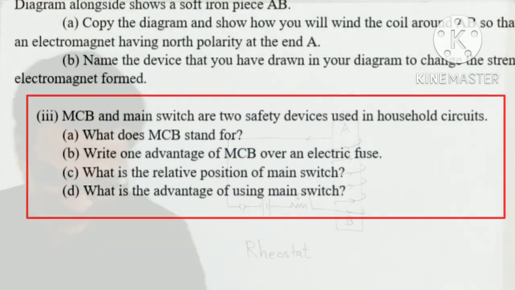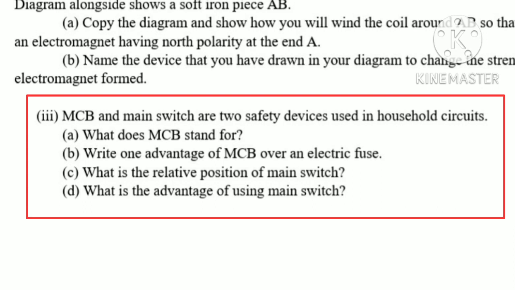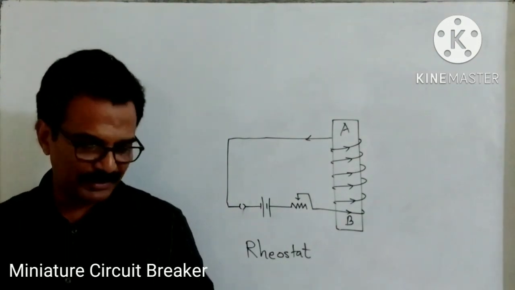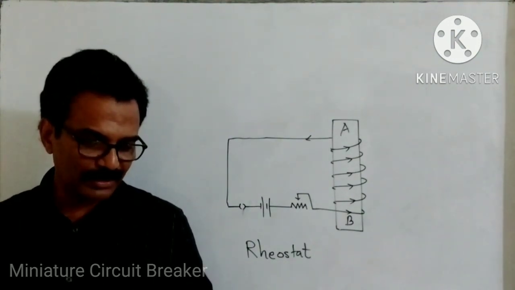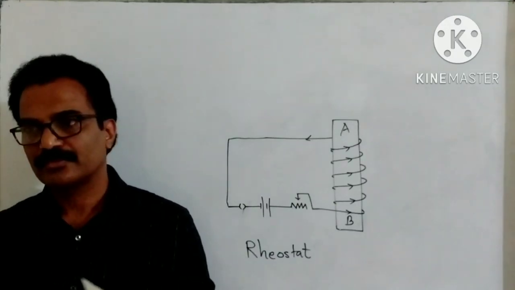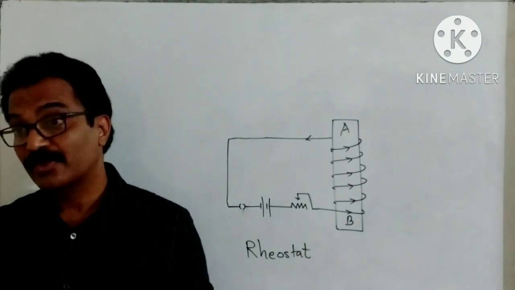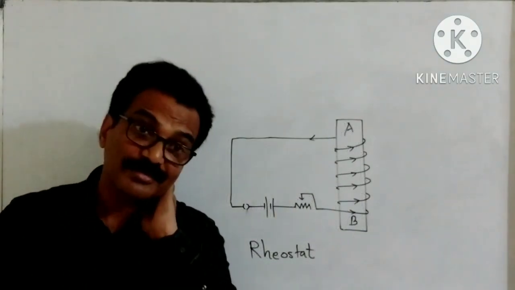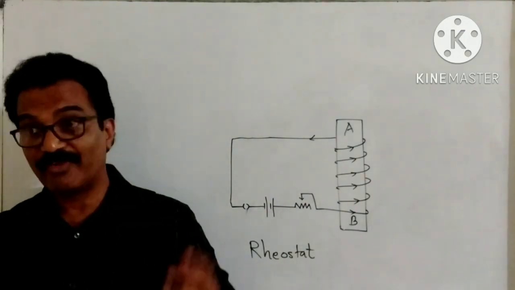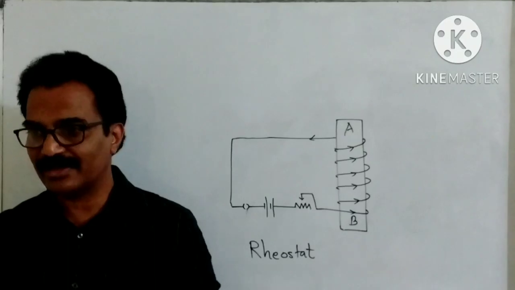Then the next question, that is very easy. MCB and main switch are two safety devices used in household circuits. What does MCB stand for? Miniature circuit breaker. Write one advantage of MCB over an electric fuse. It has a quick response. How many milliseconds? 25. It will work within approximately 25 milliseconds. That is mentioned in your book.